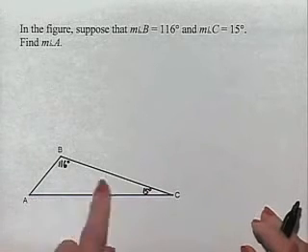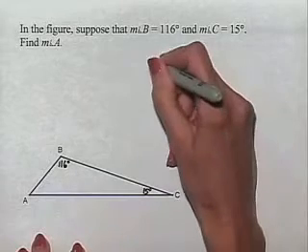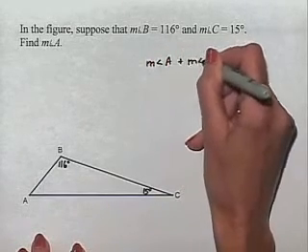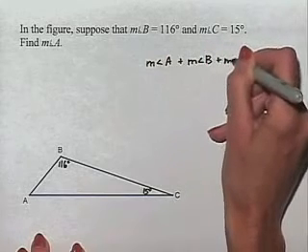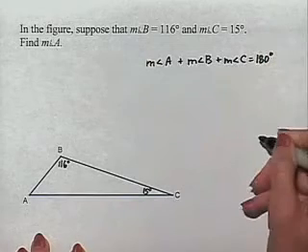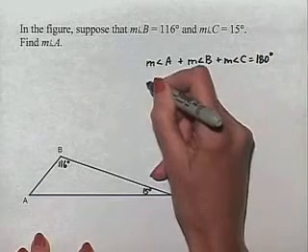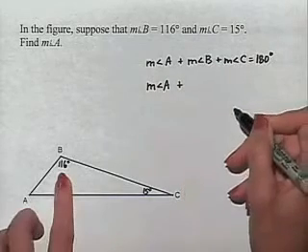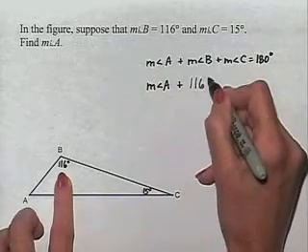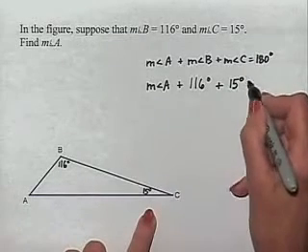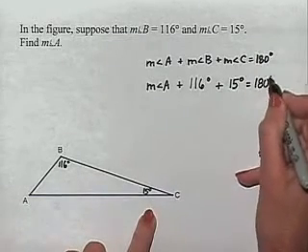Well, because these are three angles in a triangle, we know that the measure of angle A plus the measure of angle B plus the measure of angle C has to equal 180 degrees. Let's substitute in our known values. We have the measure of angle A that we're looking for. The measure of angle B is 116 degrees. The measure of angle C is 15 degrees, and that equals 180 degrees.